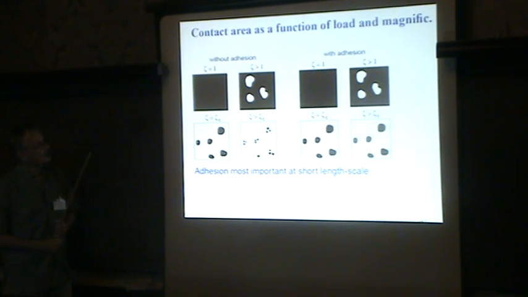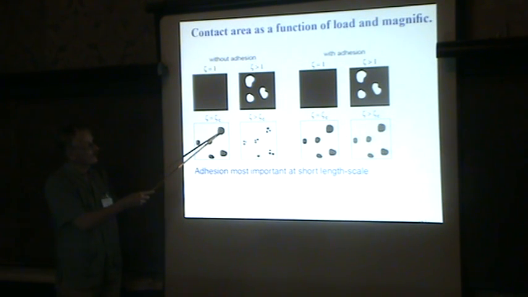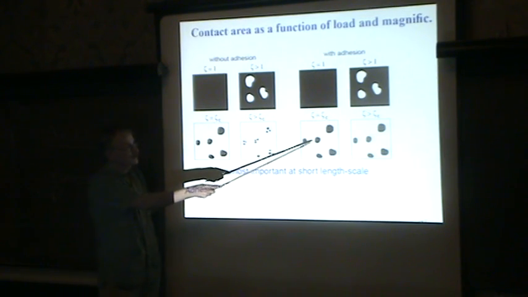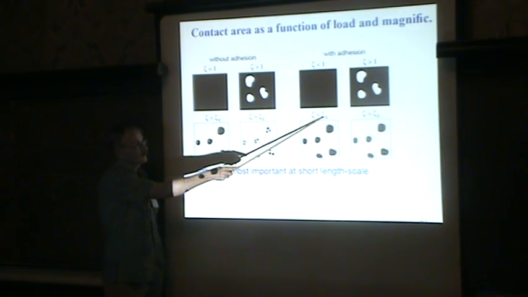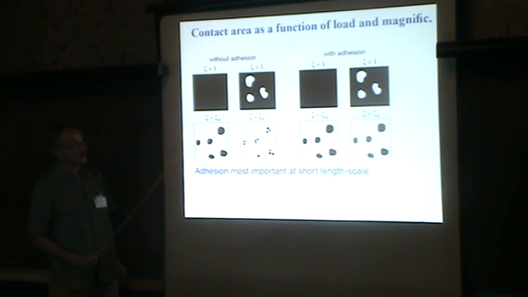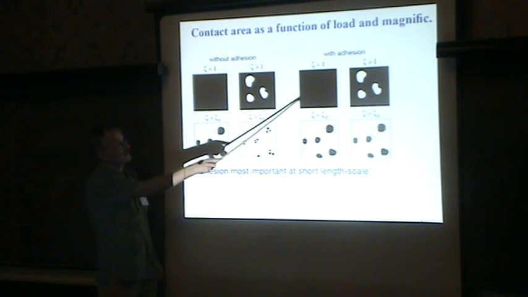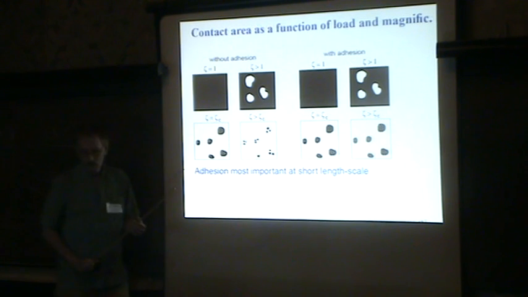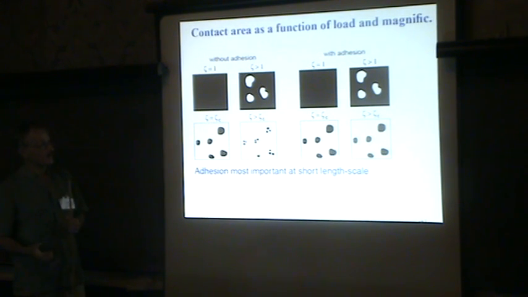And this will just show you what I told you. Without adhesion, when you magnify the contact region, it will almost break up into smaller contact regions. When you include adhesion, there will be a critical magnification, and beyond that critical magnification, if you increase the magnification, the contact region still looks exactly the same. In the beginning, at low magnification, you don't notice adhesion, and things look exactly the same with or without adhesion. So adhesion only influences contact mechanics at high enough magnification in general.